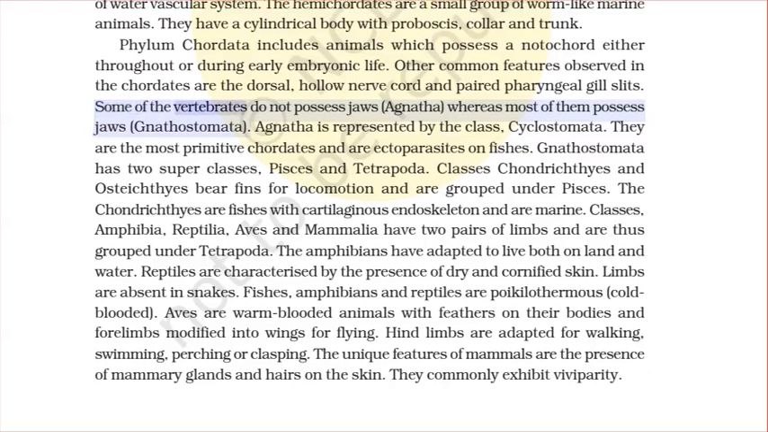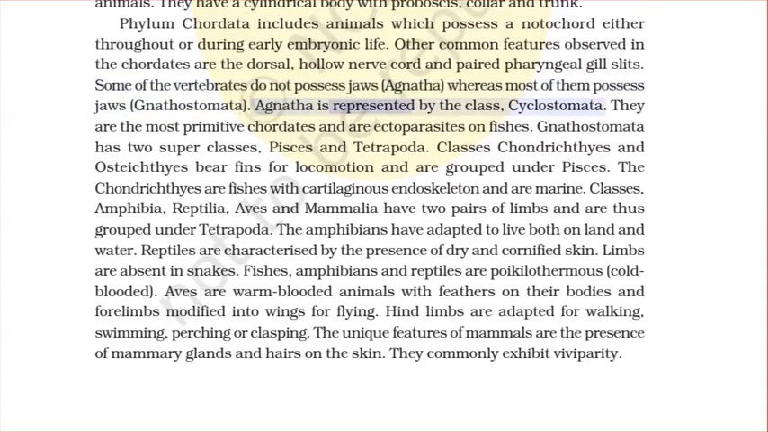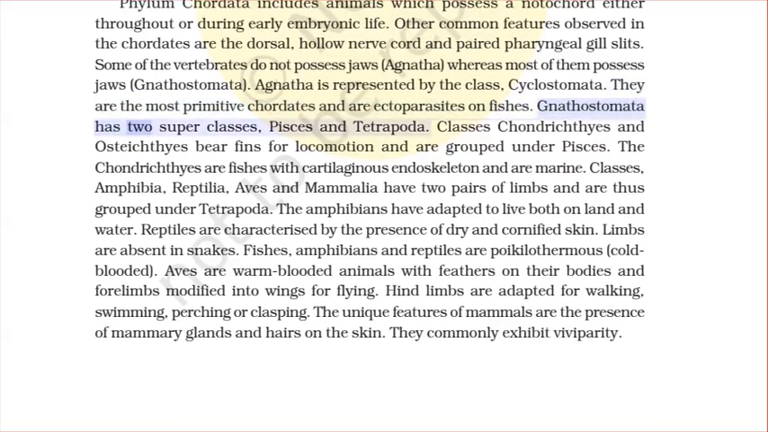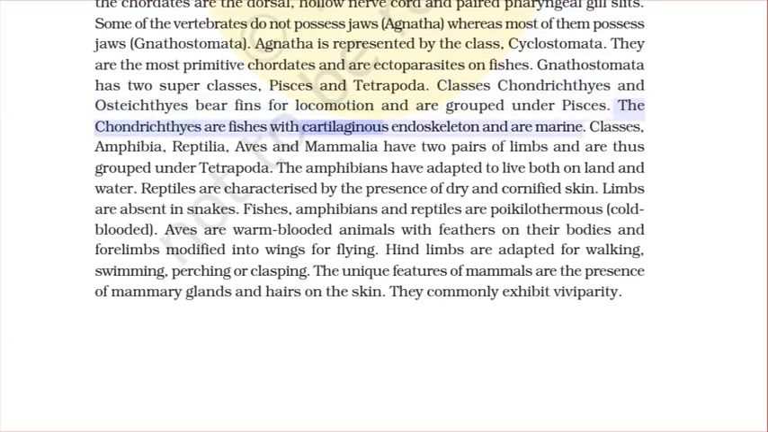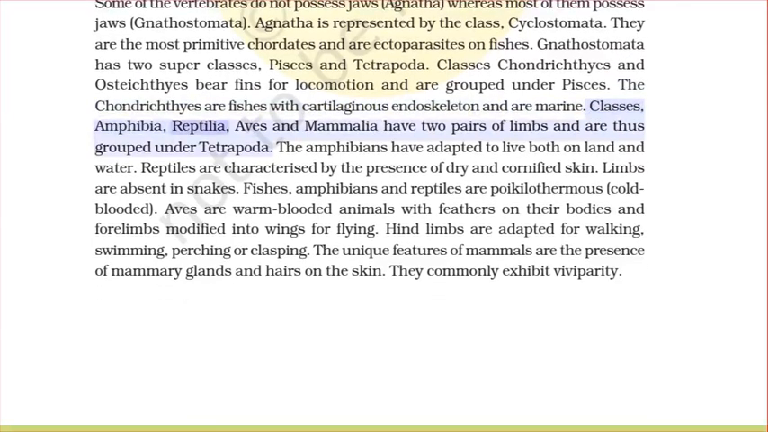Some of the vertebrates do not possess jaws, Agnatha, whereas most of them possess jaws, Gnathostomata. Agnatha is represented by the class Cyclostomata. They are the most primitive chordates and are ectoparasites on fishes. Gnathostomata has two superclasses, Pisces and Tetrapoda. Classes Chondrichthyes and Osteichthyes bear fins for locomotion and are grouped under Pisces. The Chondrichthyes are fishes with cartilaginous endoskeleton and are marine. Classes Amphibia, Reptilia, Aves and Mammalia have two pairs of limbs and are thus grouped under Tetrapoda.